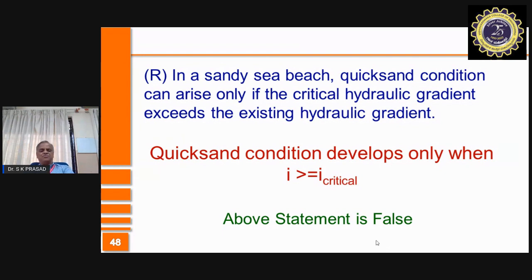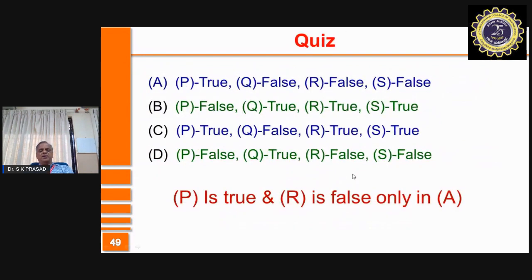Since the statement is false, I go back here. P is true, R is false. So only in A and C, P is true, R is false, and only in A. Therefore, the answer to this quiz question should be A. Anyway, you can get the confirmation with respect to Q and S at a later stage if you have enough time.